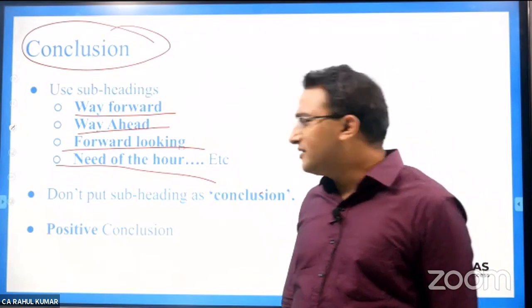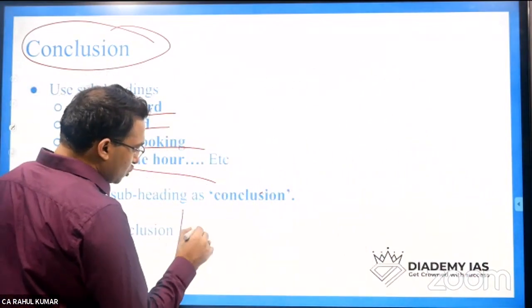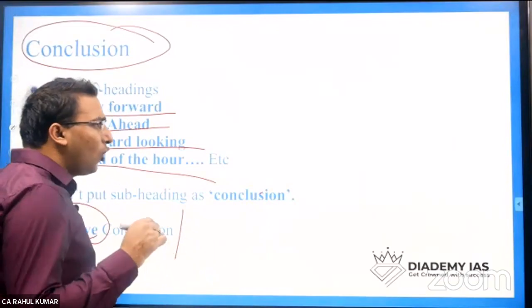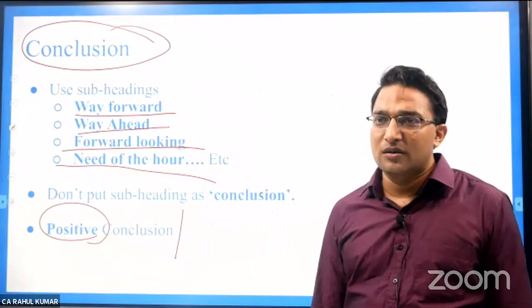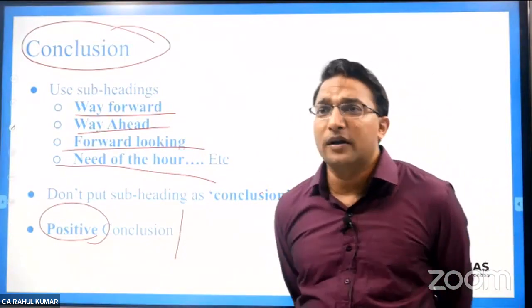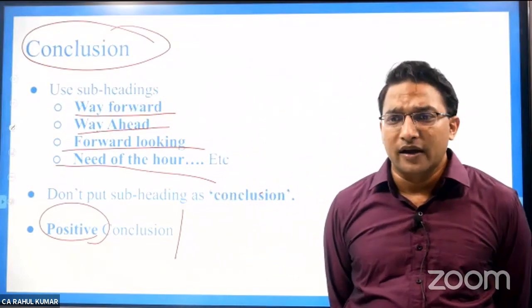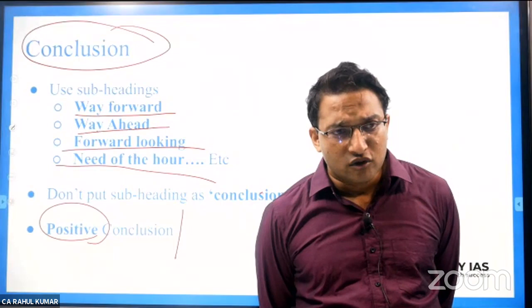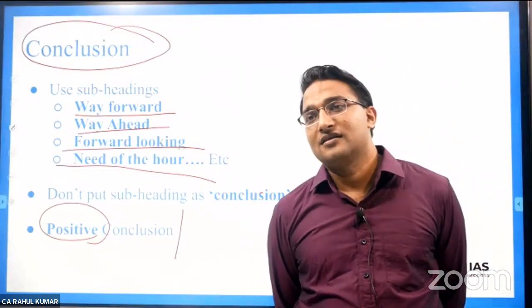Okay, and this conclusion should be a positive one. It should be like forward looking. It should be completely, you know, optimistic. It should not be pessimistic. For example, if there is a question about women's crime, you show some pessimism, so you show some optimism that if the youth of this country is made aware about the importance of women, then we can rise to the occasion, something like that.